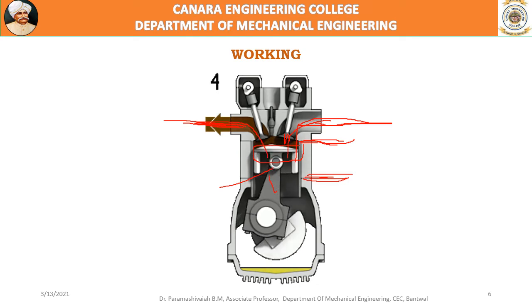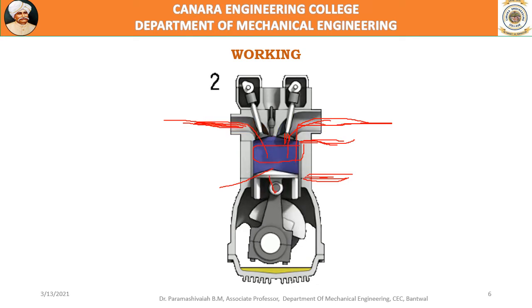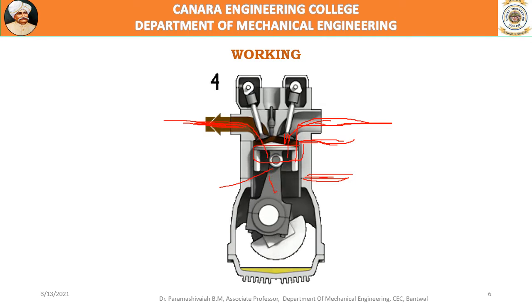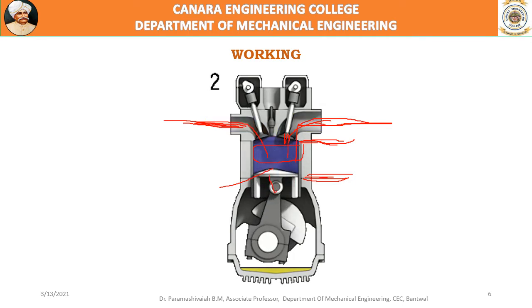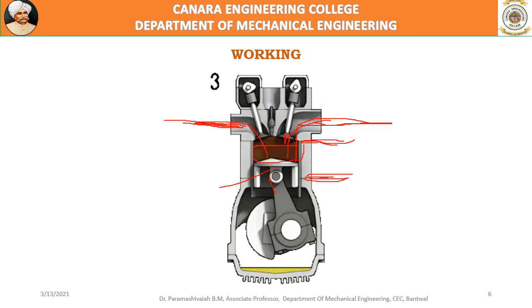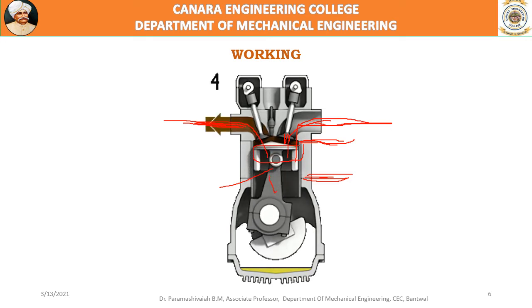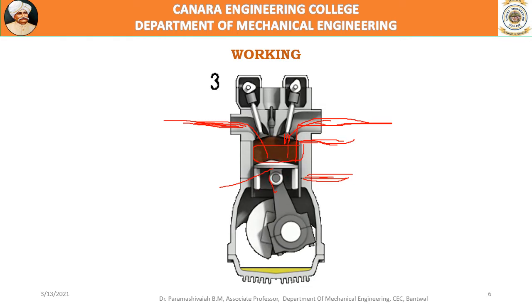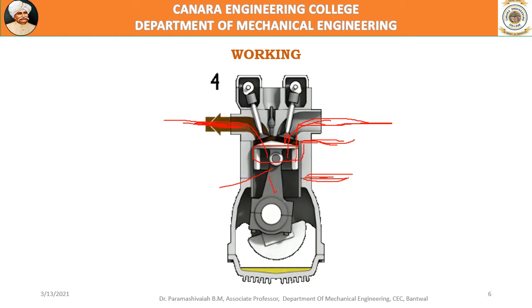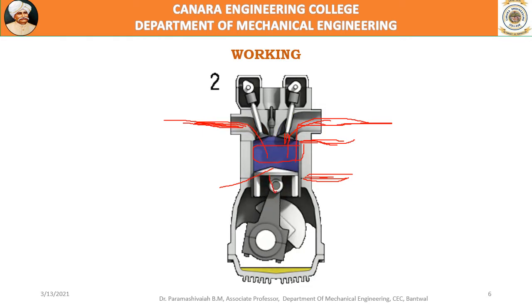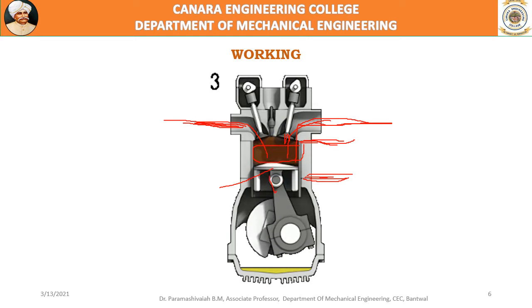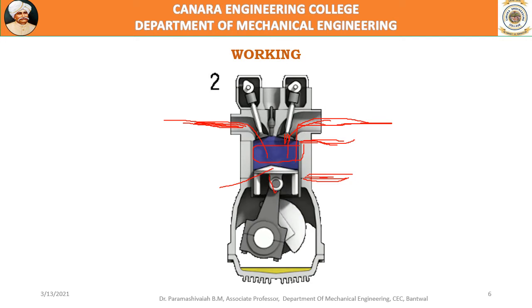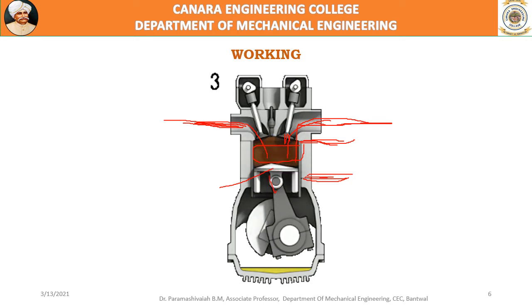Now you observe that at the end of this compression stroke, there is a spark. The spark is ignited in order to burn the fuel. In case of a diesel engine, instead of a spark, there will be a fuel injection. Diesel is injected at high pressure into this air, which is compressed to high temperature and pressure. Then the power stroke starts.